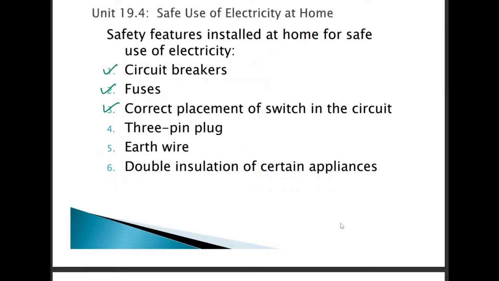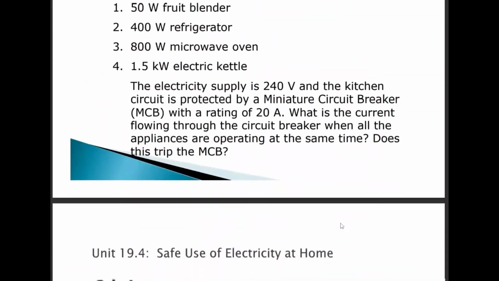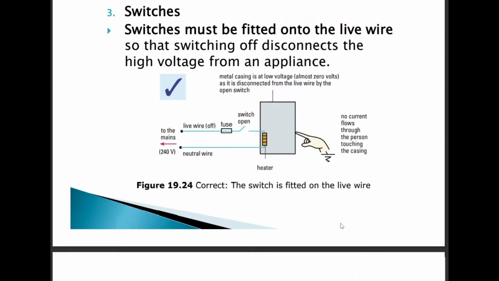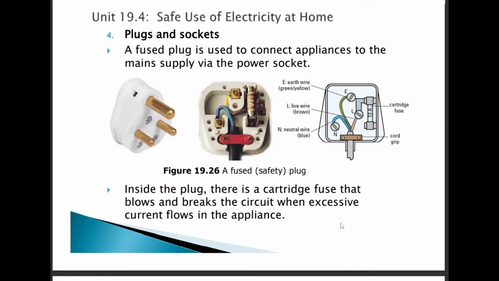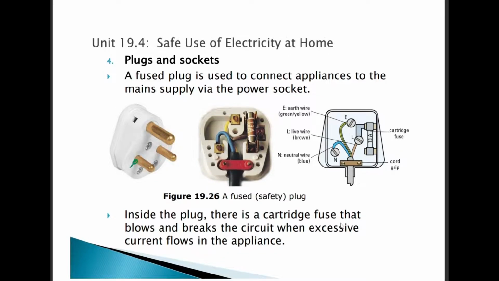Then we have a 3-pin plug and then the earth wire. So what does the 3-pin plug look like? I'm sure that we are familiar with that. This is what a 3-pin plug looks like. Why do we need that? Because one of the pins is responsible for the live wire and one of the pins is responsible for the neutral wire. This is what the appliance will use to operate successfully.